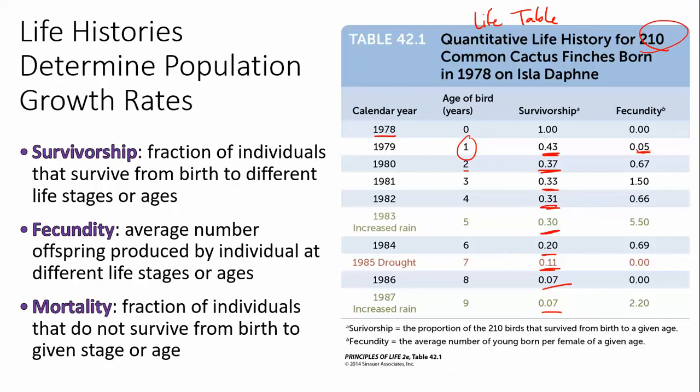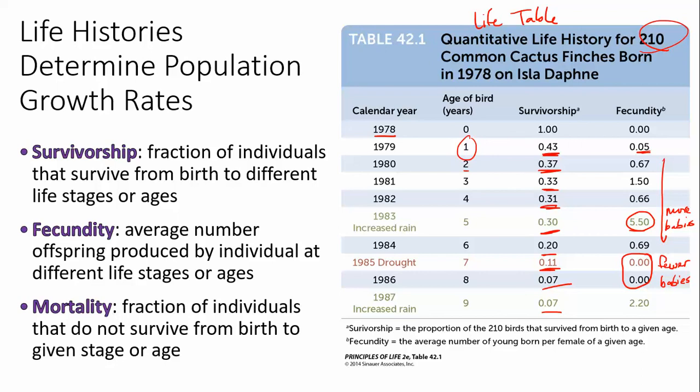Notice that by this point, the fecundity is going up, and notice when it also hits a very low amount. So when there was drought, there were fewer babies, because this is the average number of young born per female. So conditions were poor, they had fewer babies. Conditions were good in 1983, so they had more babies. That's where you had the maximum fecundity.